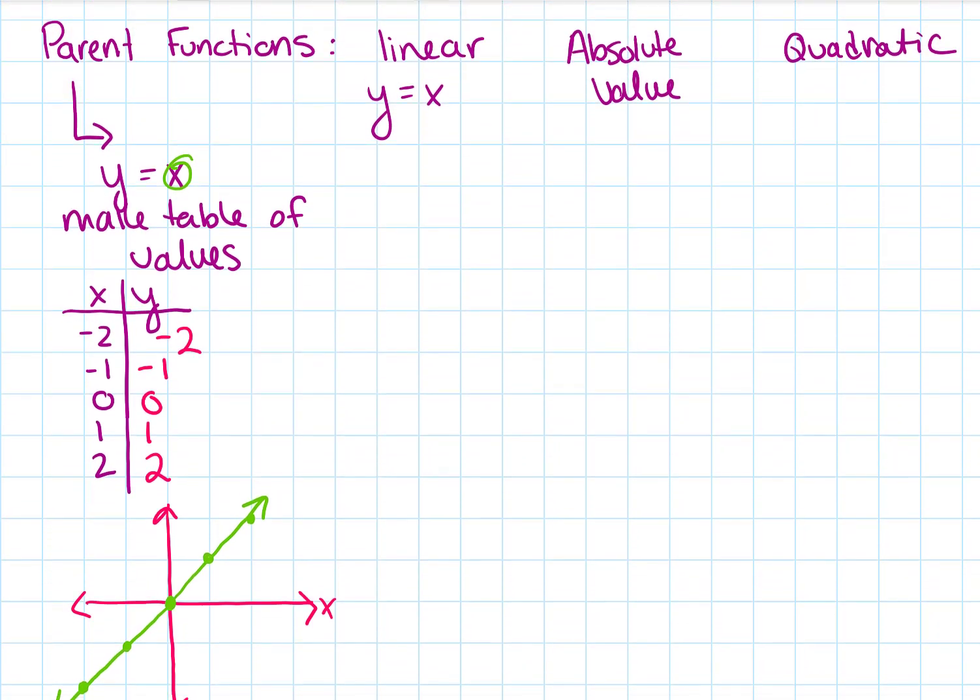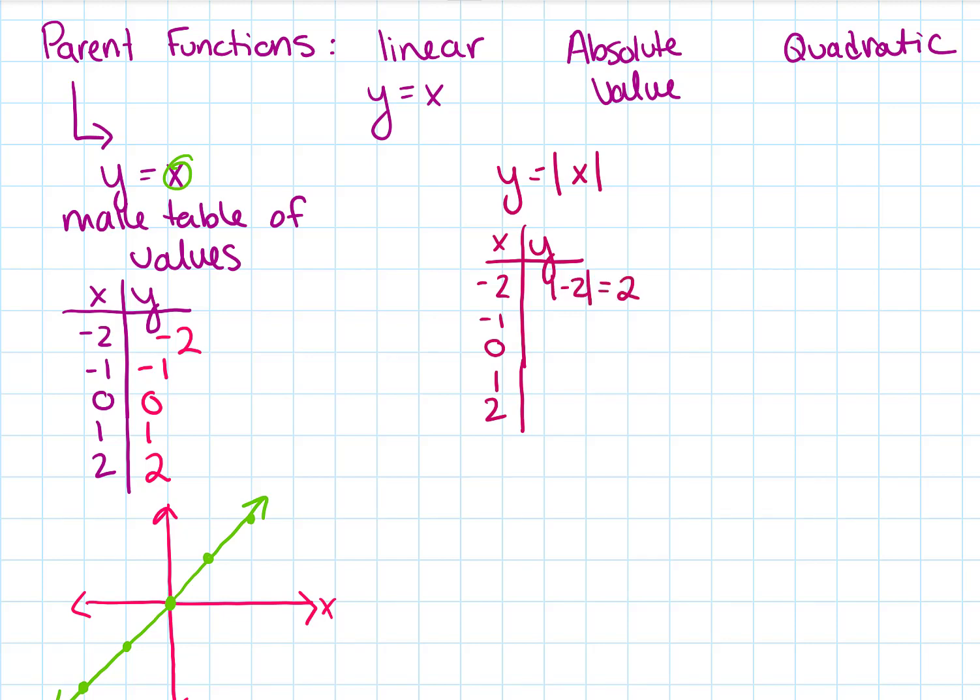Now let's look at the absolute value. Absolute value means that any value we plug in for x is going to change to positive. So I'm going to make the same table of values: -2, -1, 0, 1, and 2. I pick these numbers just so it's centered around the origin. So if I plug in -2 into the absolute value, it changes to +2. I plug in -1, it changes to positive. Plug in 0, it remains 0.